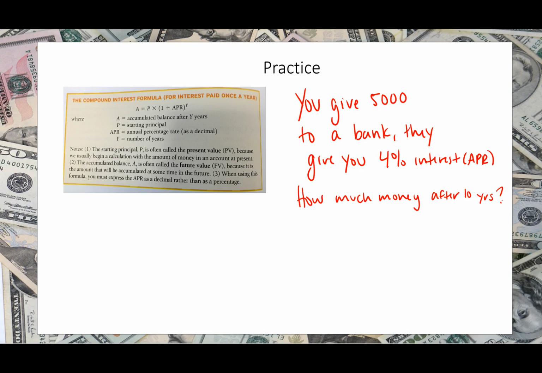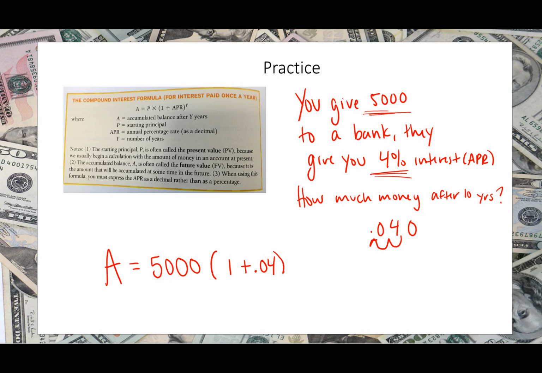All right, what does this look like? Well, the amount that you have is going to be equal to the principal. That's that starting value. Well, you're giving $5,000 to a bank, so that's going to be $5,000. And then 1 plus your APR. Well, if you're talking about 4%, think of that as 4.0. You're going to move your decimal twice to the left. That decimal is going to disappear. I put in the 0 here. That's a 0.04. And then we're going to raise that to the power of how many years have we invested? Well, that's going to be 10 years.